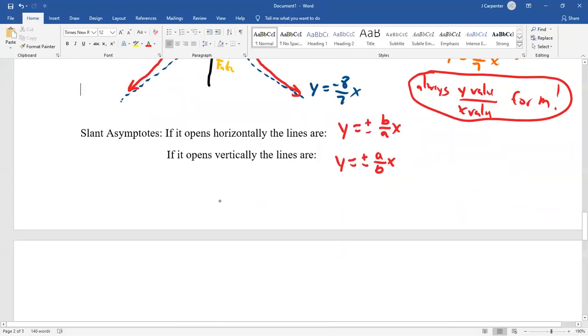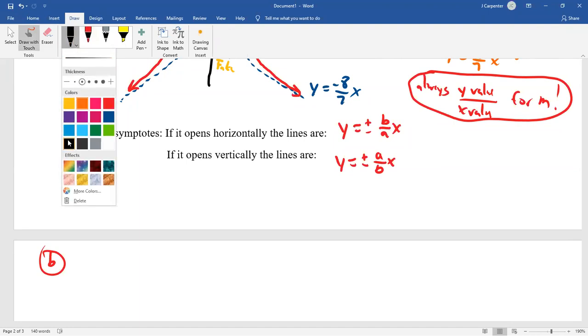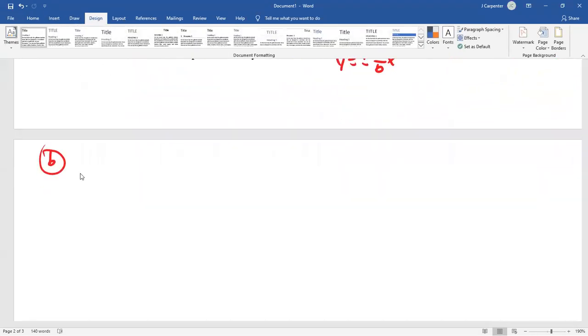Let's see, B. That's fine in red, but let's make it black now. Draw. And let's mix things up just a touch. 4y squared minus 16x squared equals 64.